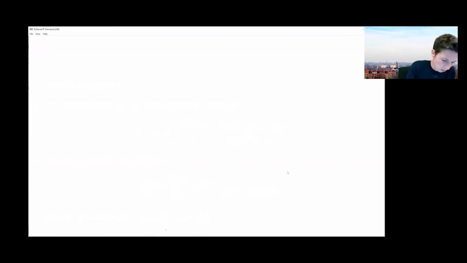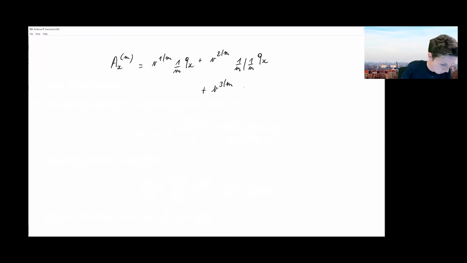So last week, we derived the following expression for the whole life insurance product that works in periods of 1 over m of a year. And we said that's v to the power 1 over m, 1 over m qx, plus v to the power 2 over m, 1 over m bar 1 over m qx, plus v to the power 3 over m, 2 over m bar 1 over m qx, etc. Right? So here I was using deferred mortality probabilities of this type.